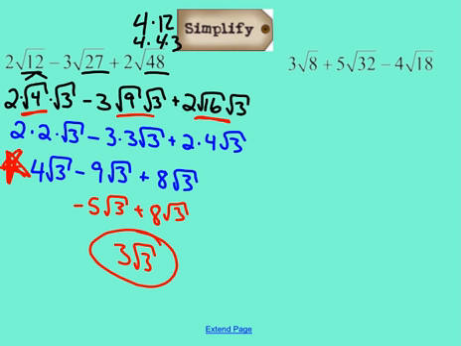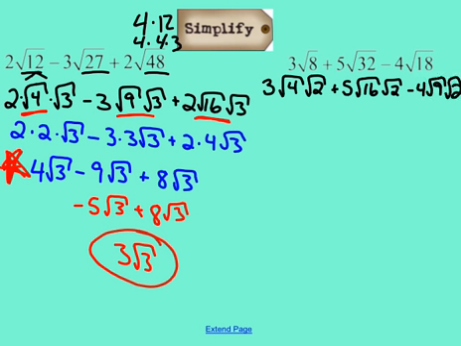So once again, I'm going to do this perfect square thing. It'd be 3 square root 4 square root 2 plus 5 square root 16 square root 2 minus 4 square root 9 square root 2. Here's my perfect squares. 4, 16, and 9. So I'm going to change those to 3 times 2 square root 2 plus 5 times 4 square root 2 minus 4 times 3 square root 2.